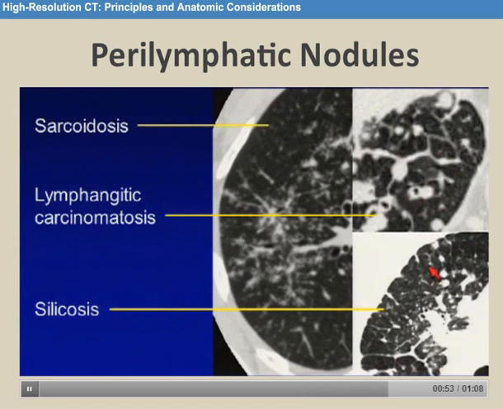Silicosis, it's a little more difficult for beginners to recognize the perilymphatic findings there, but they're there if you look closely for the subpleural and interlobular septal involvement in patients with silicosis. They'll often, as you know, have nice small rounded nodules elsewhere.